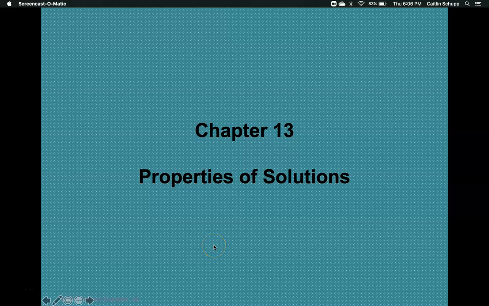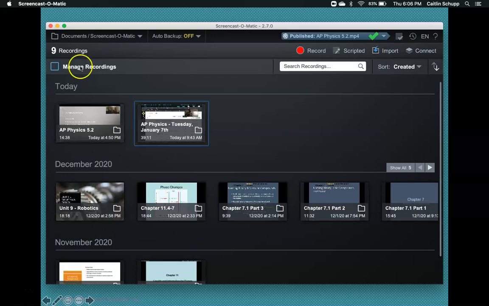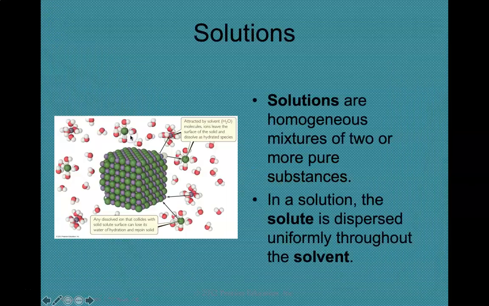All right, welcome everybody to the first part of chapter 13, Properties of Solutions. We're going to go through a couple of pieces of information that introduce what solutions are. Again, this is more of a review than it is an introduction, but we have talked about solutions in general in the past. What we're going to talk about in this chapter is how they are affected by certain factors, as well as a couple of other minor topics surrounding that.